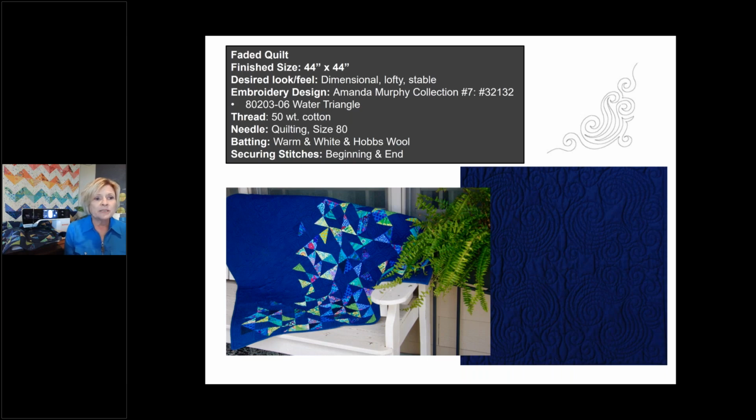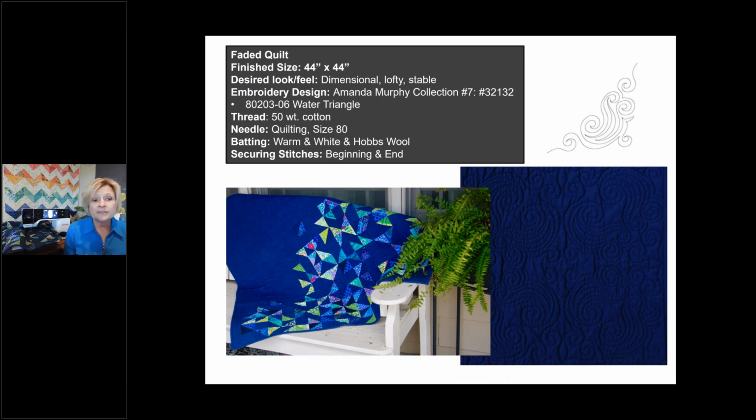The thread was a 50 weight cotton again, and I did go up to a size 80 because I did have the two layers of batting. I have one layer of warm and white that was on the base, and then I put the wool on top. And the purpose was to get more texture and dimension, more fluff, maybe is the word, on the top of the quilt so you could really see the stitching. And I did use securing stitches at the beginning and the end.